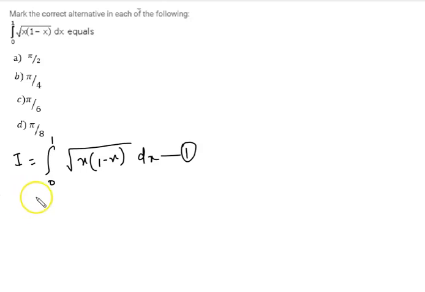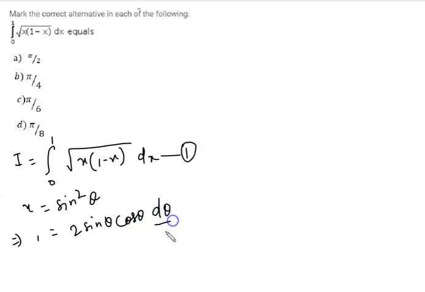This is very simple, and now we can take x equal to sine square theta. Now we differentiate with respect to x, so it will become 1 equals 2 sine theta cos theta d theta by dx, and you can write it as dx is equal to 2 sine theta cos theta d theta.